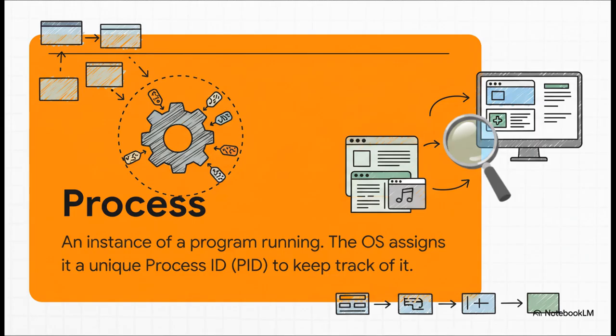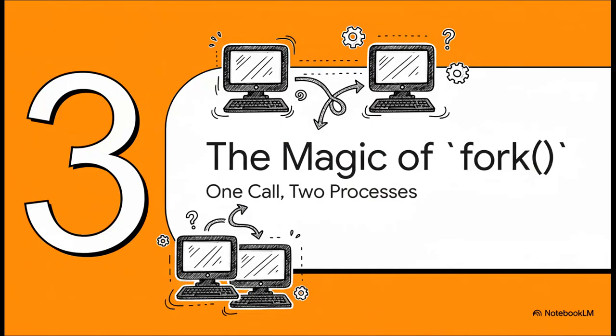And to keep track of all the different processes running on your computer, your web browser, your music player, all that stuff, the operating system gives each and every one a unique number. We call it a process ID, or just PID for short. All right, with that under our belts, let's get to the real heart of our mystery, this fork thing. This is the one function call that, well, it changes absolutely everything.